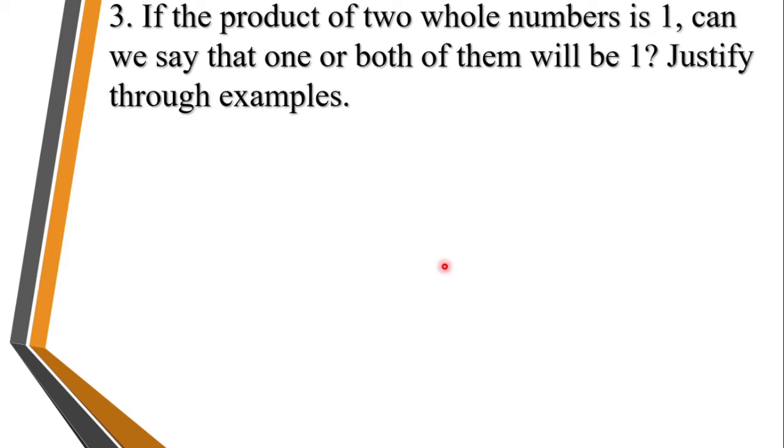Now the third question is, if the product of two whole numbers is 1, can we say that one or both of them will be 1? Justify through examples. Now, here again, two whole numbers are getting multiplied and we are getting our answer as 1. Right. So here, one of them will be 1 and the other will be any whole number.